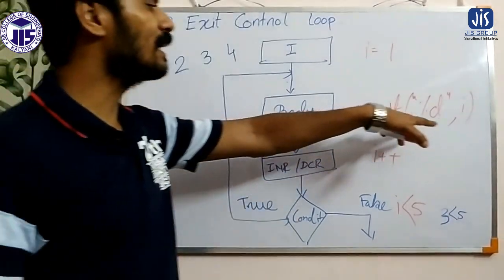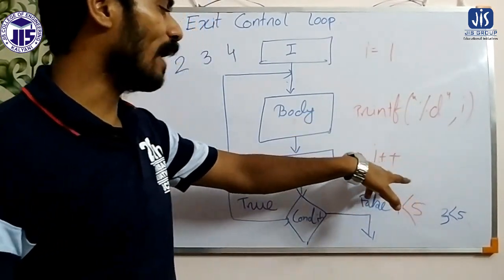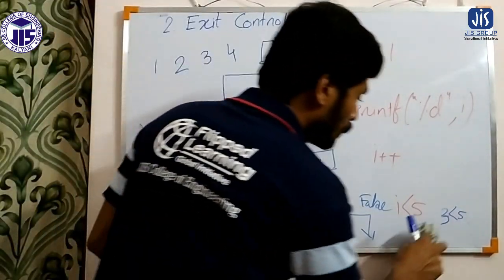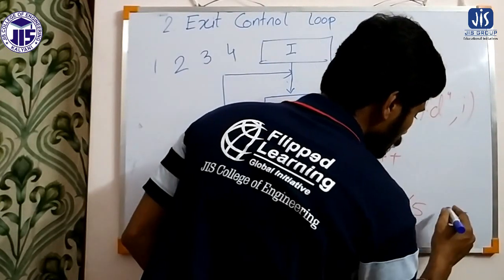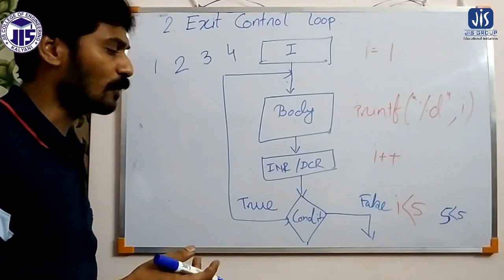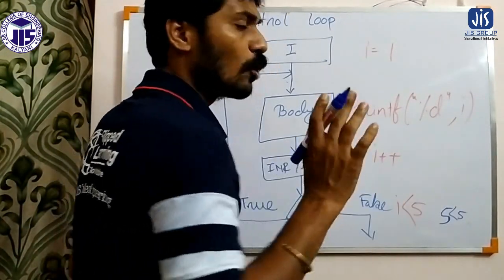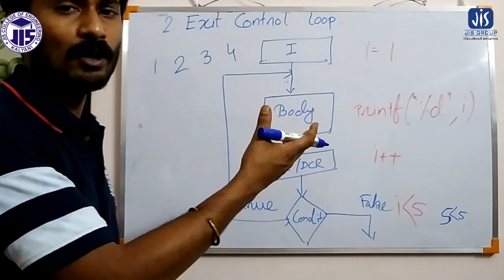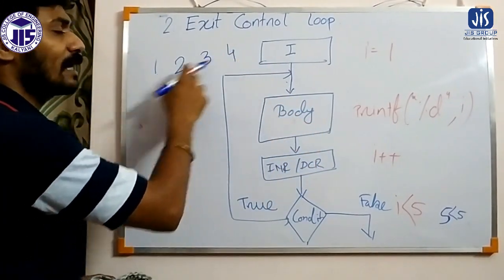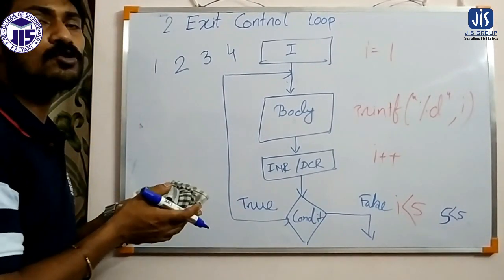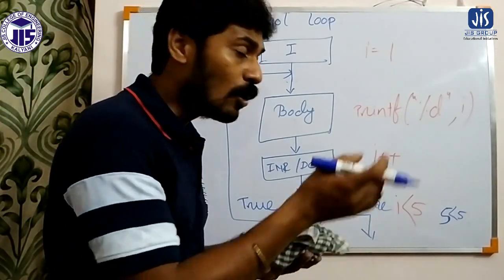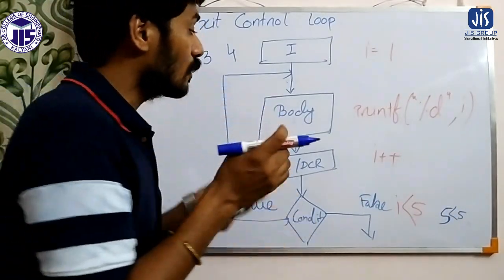After printing 4, the value of I will increase and it will become 5. Then the condition will be 5 less than 5, which is false. 5 is not less than 5. So when the condition is false, it will stop the execution. The body of the loop will not execute again. So same output we are getting here, that is 1, 2, 3, 4. But this process is called exit control process because we are verifying the condition at the end.